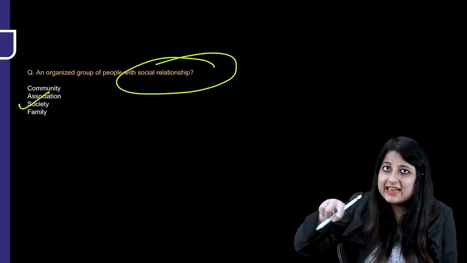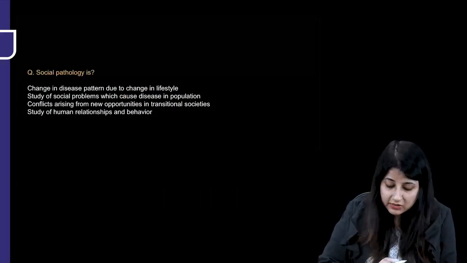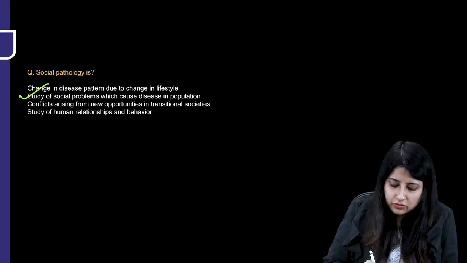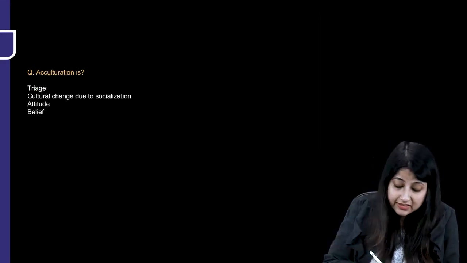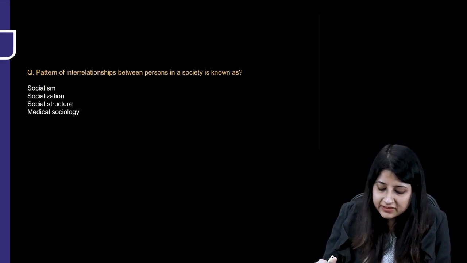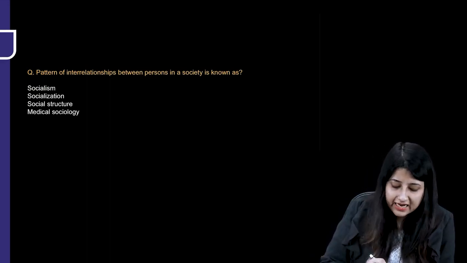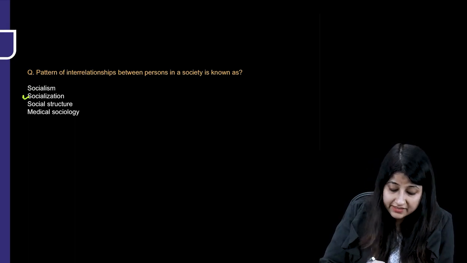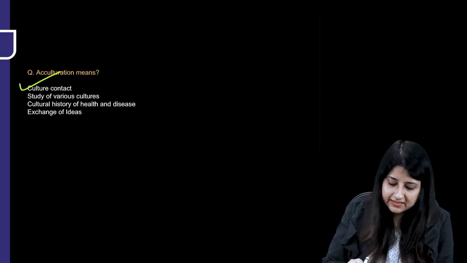If they are residing in a defined geographical boundary, it will become community. What is social pathology? Study of social problems which cause disease in population. What is acculturation, guys? Cultural change in attitude and belief, so it's cultural contact. The pattern of interrelationship, like how is the behavior of people among members in a society, is what is known as social structure. Acculturation means cultural contact.